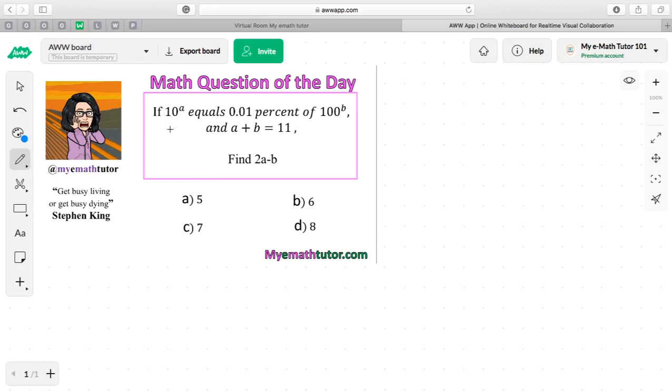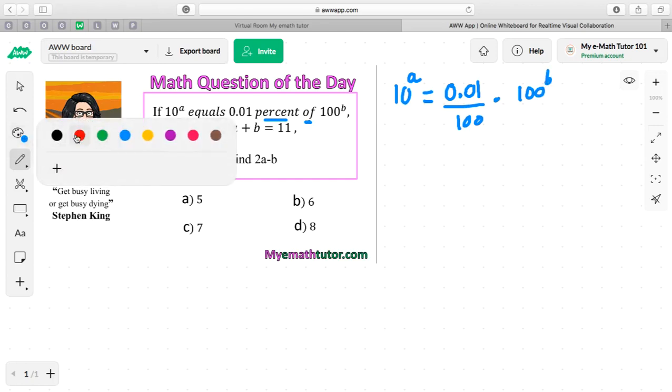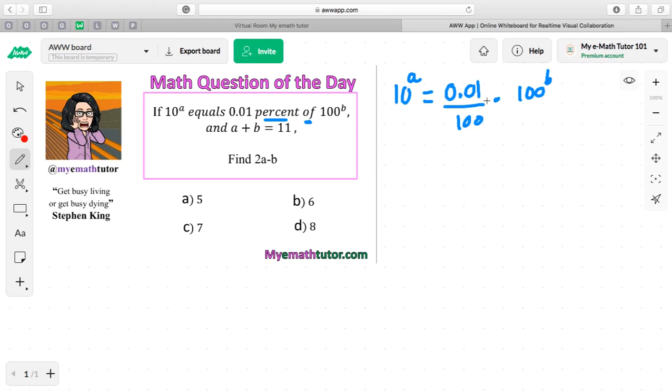This question says: if 10 to the a equals 0.01%, so this is 0.01 over 100 because it's telling me that it's percent of, which is times 100 to the b. Okay, so I need to go ahead and rearrange this equation. Now, I know that 0.01 is also the same as writing 1 over 100, over 100, times 100 to the b.